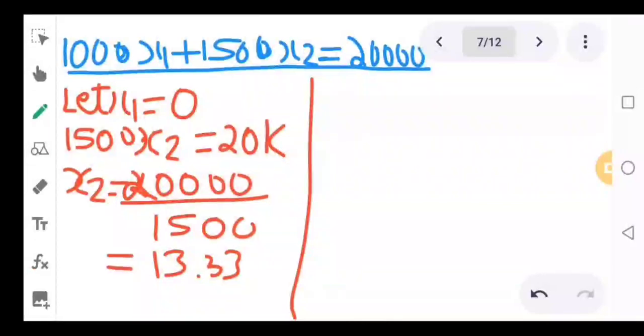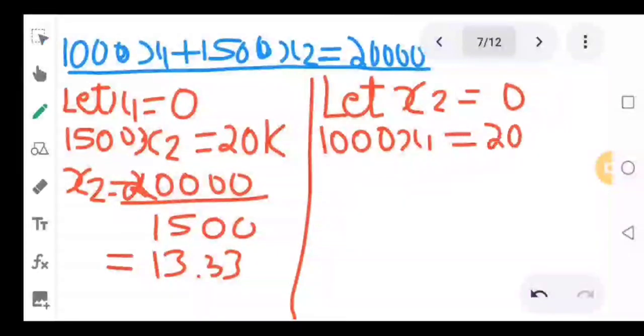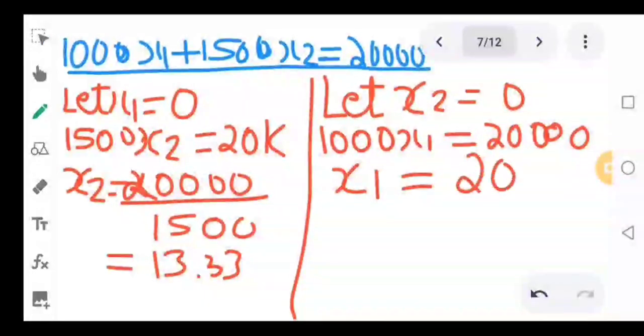The next step is assuming x2 to be 0, and we'll solve in a similar way. Let x2 be equal to 0. Then 1500 times 0 is 0, so it will be 1000 x1 equal to 20,000. And x1 will be equal to 20,000 divided by 1000, which is 20.